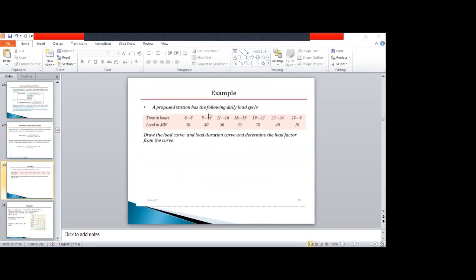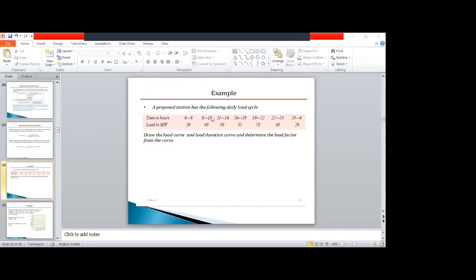A proposed station has the following daily load cycle. Daily means from morning 6 a.m. to 12 p.m., and again from 12 p.m. to morning 6, so a total of 24 hours. See, time in hours: from 6 to 8 a.m. the load is 20 megawatts.